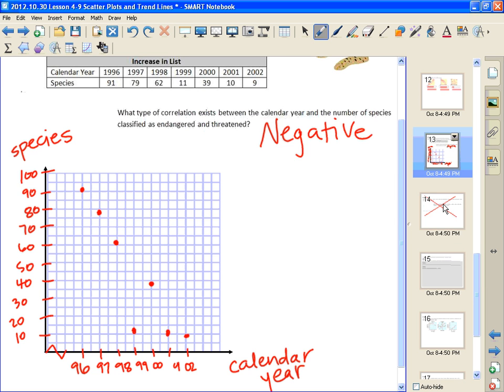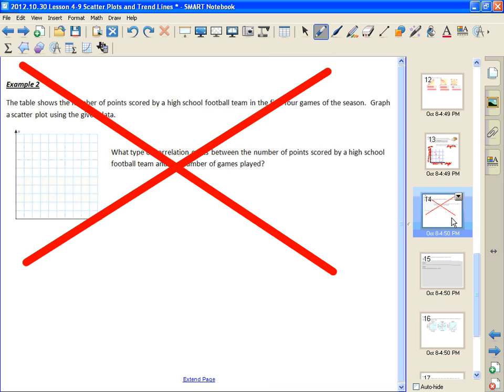Okay, example 2, there is no data. There's not a table, so we can't do example 2, so skip that one. I went to do it first period and there was nothing there to graph, so we'll just move on.